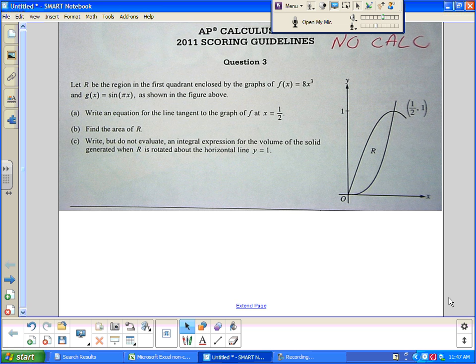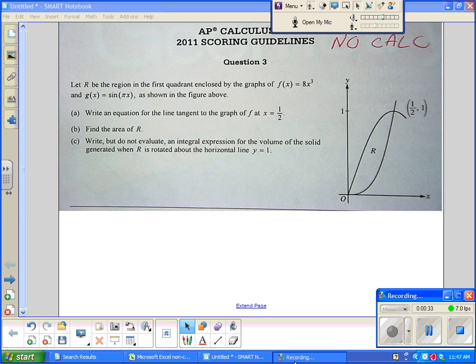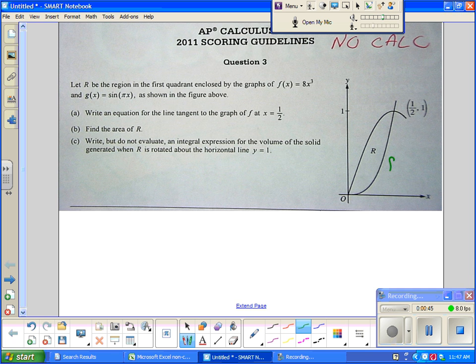All right, so let R be the region between 8x cubed and sine pi x. Sine pi x is the top curve, and 8x cubed is the bottom curve. So I might put f of x here on this one and g of x up here. And our interval is 0 to half here on the x-axis, and we have 1 on the y. So write an equation for the tangent line of f at half.